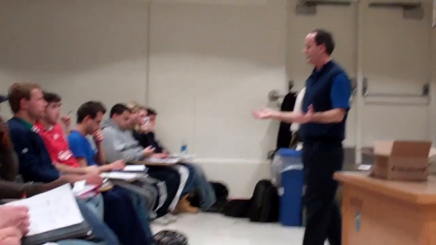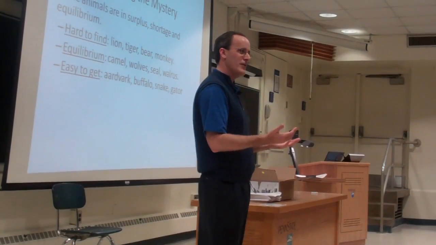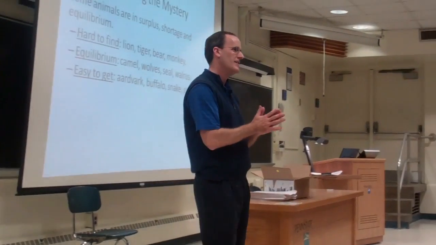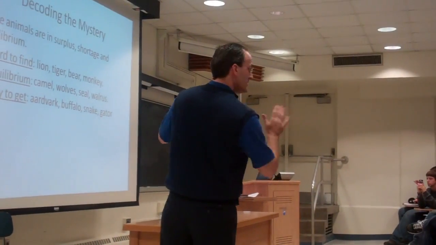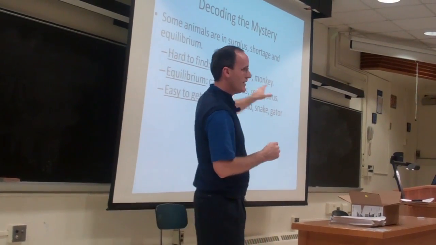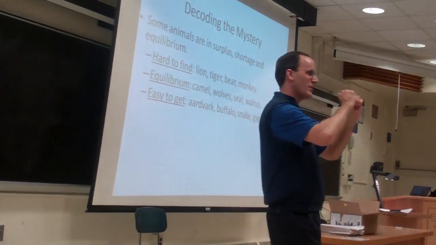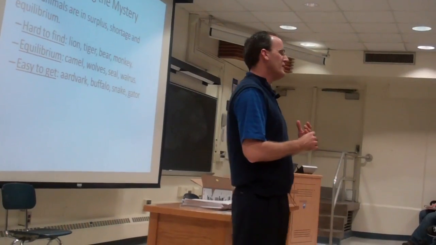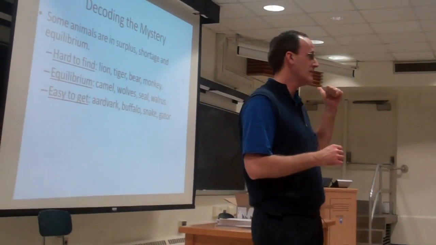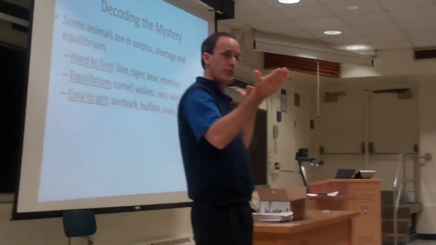Markets don't just arrive at the equilibrium point and happen magically. There's information that's conveyed in markets. And you have to figure out what information is that's good. Let's start here. If you had lions, tigers, bears, or monkeys, and suddenly they were gone, what would you do the next time you came to the marketplace? Would you bring more of those or less of those? More, right? Because they were pretty valuable.